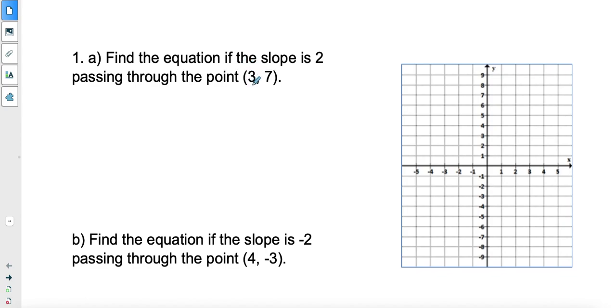So you'll remember this 3, the first value in my point, represents my x-coordinate. And the second value, the 7, represents my y-coordinate. Right, so if I try graphing this point here, I'm going to start where x is equal to 3 and then go all the way up to where y is equal to 7. And this is where I am going to plot my point.